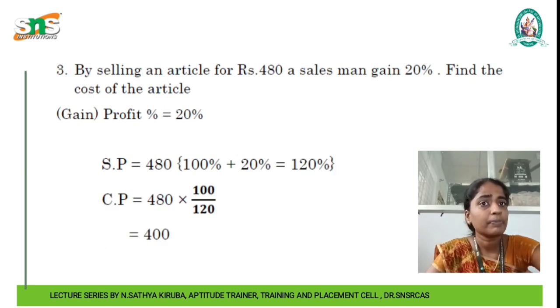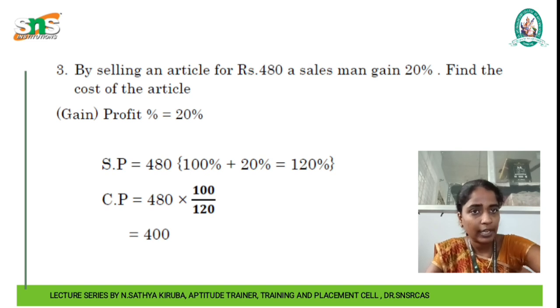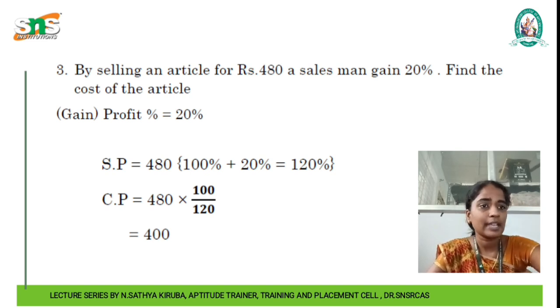Now the next problem. By selling an article for rupees 480, a salesman gains 20 percent. Find the cost of the article. The gain percentage is 20 percent. Selling price is equal to 480, so he has sold it for 120 percent. So that is 480 into 100 by 120, since it is getting inverted. On calculating it, we get the answer as 400.